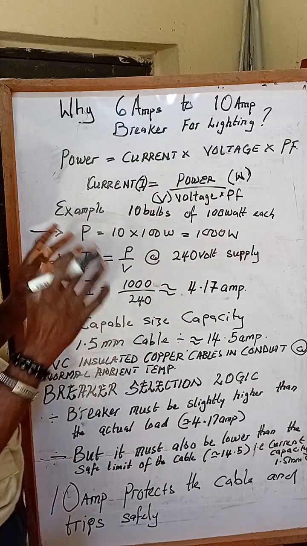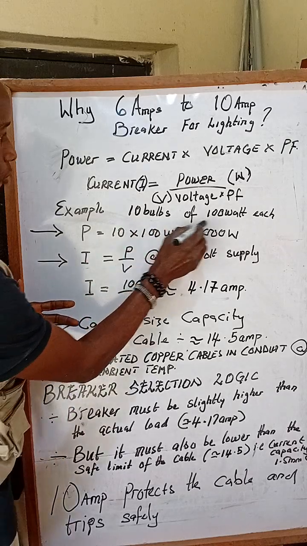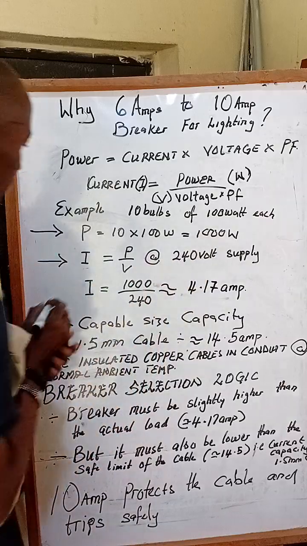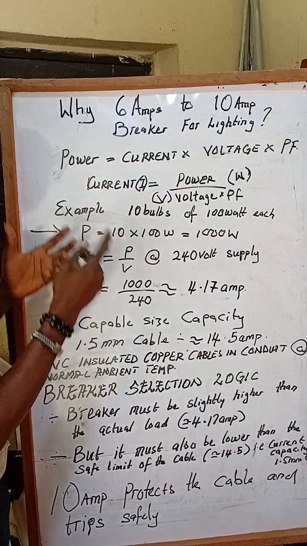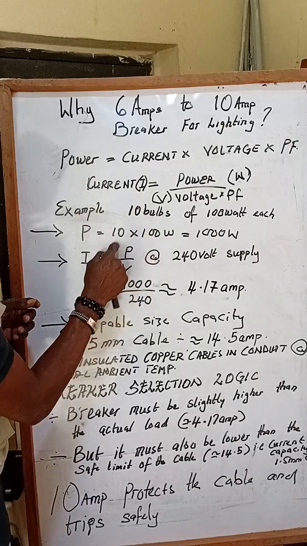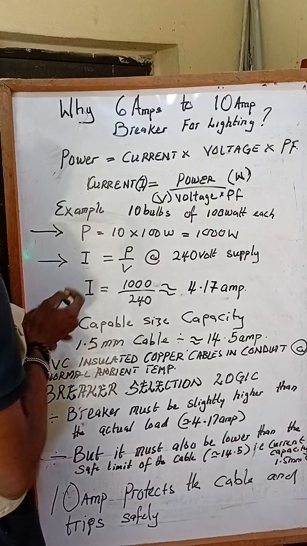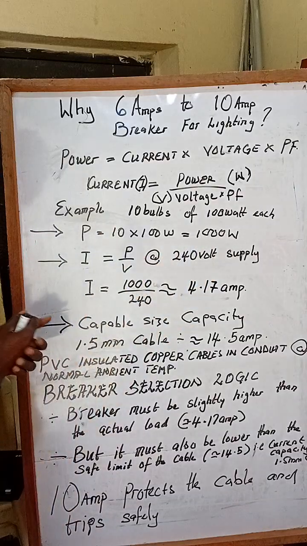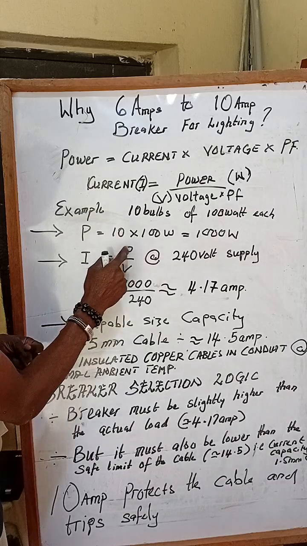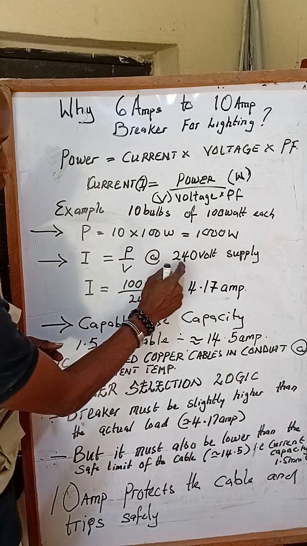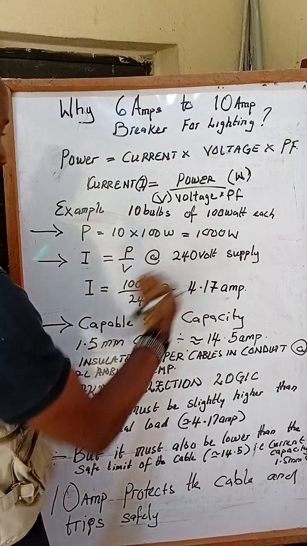Example, since we are talking about lighting now, we want to use 10 bulbs of 100 watts each. The power in watts is 10 bulbs times the 100 watts of that bulb, which gives us 1000 watts. Now, to get the current, it is equal to power over voltage at a 240 volt supply. That is the supply voltage.